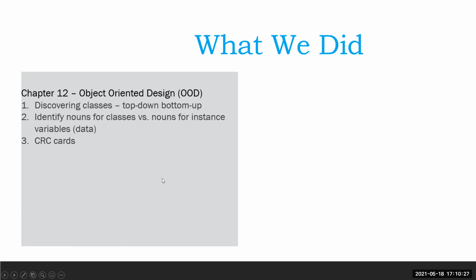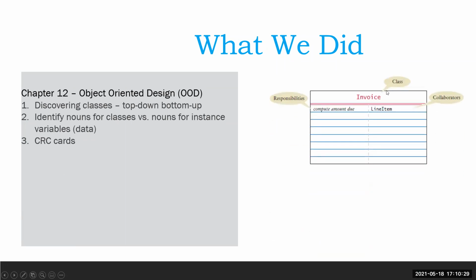Instance variable, we talked about the CRC card, that has a responsibility and collaborators. The responsibility is what this class is supposed to do, and the collaborator is what other classes I need to be able to accomplish this task. Then we're going to be talking about UML diagram. So this is postponed for next Friday. So we're going to be doing a UML.